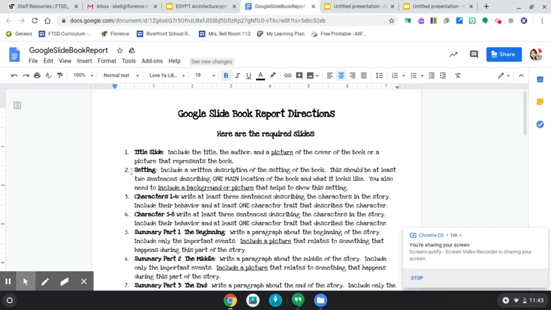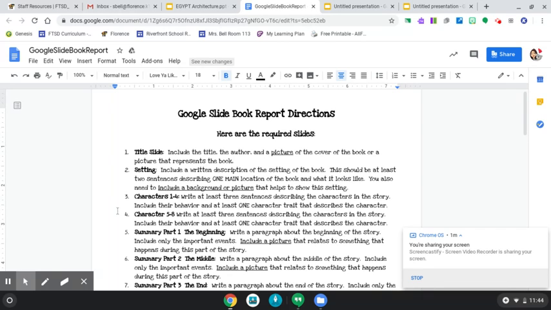Slide 2 is the setting. You are including a written description of the main setting of the book. This should be at least 2 sentences describing one main location of the book and what it looks like. You also need to include a background or picture that helps to show this setting.